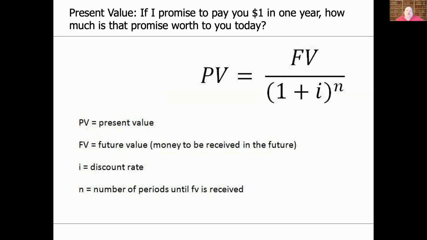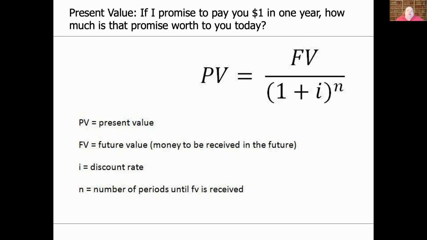If I promise to pay you $1 in 1 year, how much is that promise worth to you today? Well, the present value is equal to the future value divided by the discount factor. And the discount factor is 1 plus the discount rate raised to the nth power, where n is the number of periods until the future value is received.